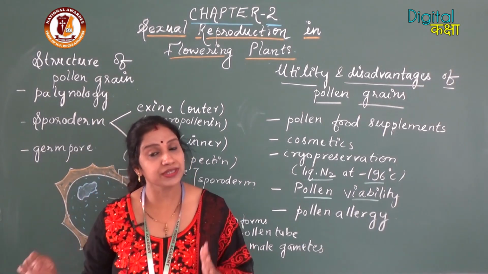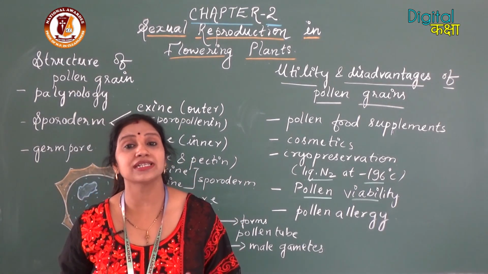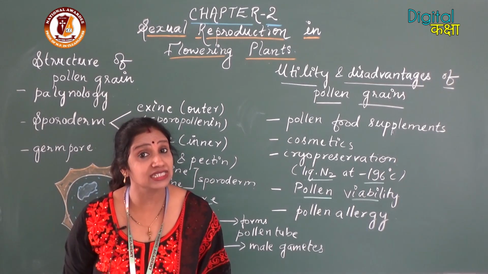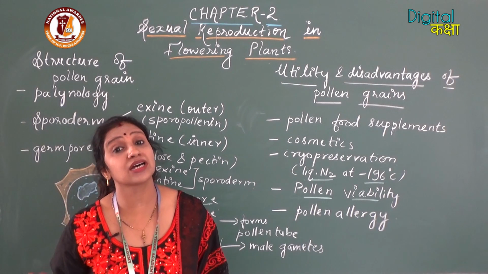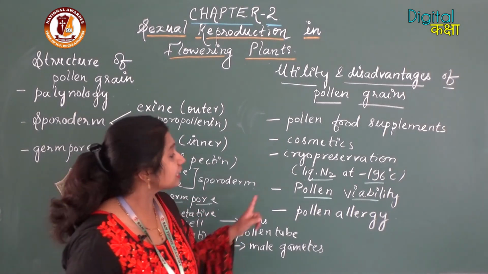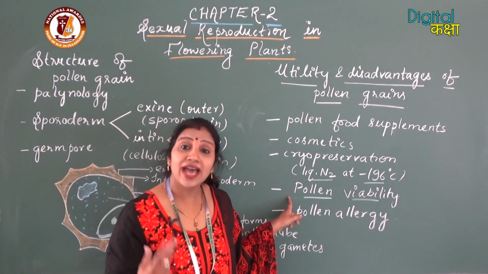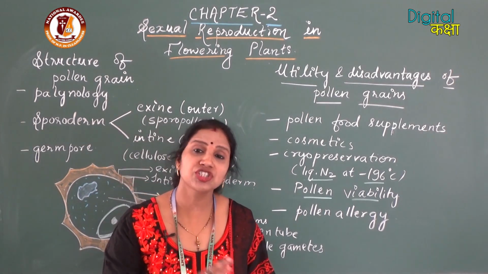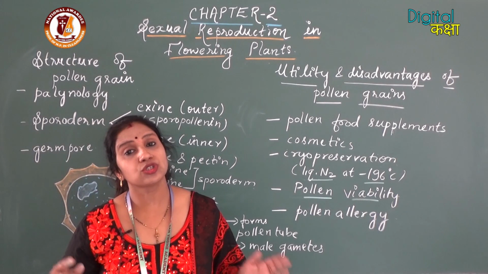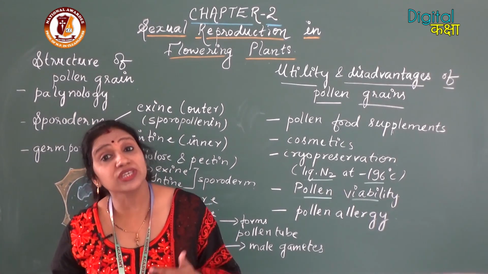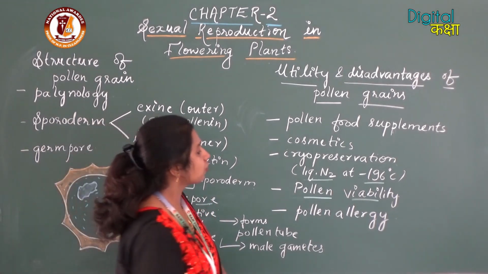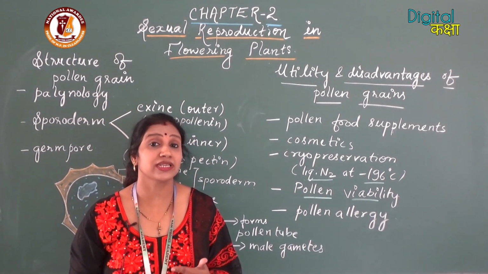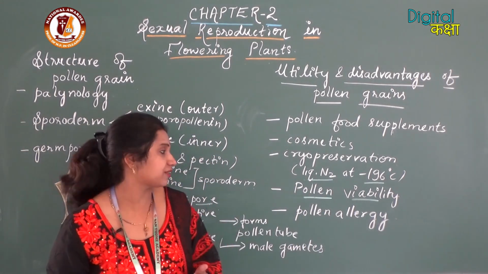Means the time period for which the pollen grains are efficiently functional is called pollen viability. This pollen viability varies from species to species. It may range from 30 minutes to a few months to a few years also. So the pollen viability is the time period for which the pollen grain remains functional.